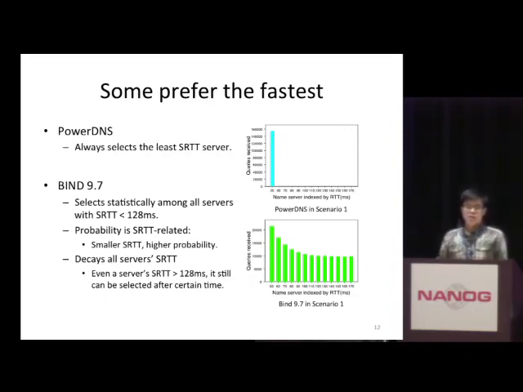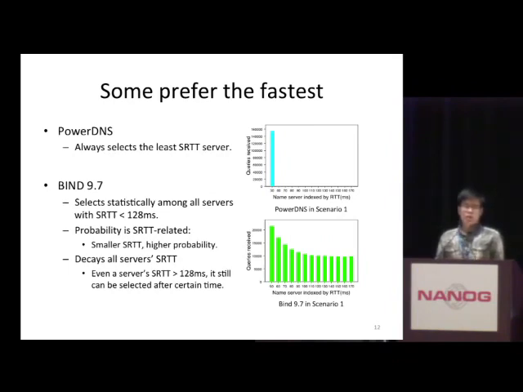And as you can see, PowerDNS distributes almost all queries to the fastest name server. But actually, PowerDNS also queries the others. But since the number is very small, you cannot see it here. And another caching resolver, BIND 9.7, also sends a lot of queries to the fastest name server. But it also distributes a lot of queries to the others. This is because BIND 9.7 distributes the queries statistically.